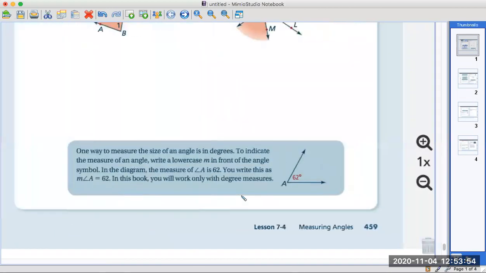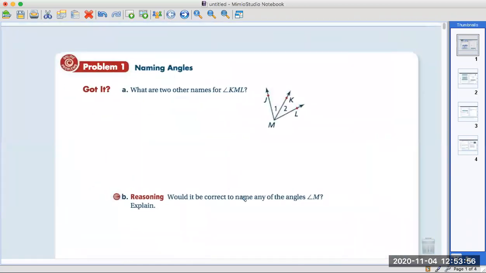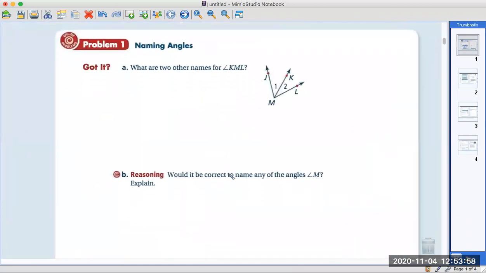Okay, page 459, we're on the top. We're practicing naming angles. Part of your lesson is on that, how to name them correctly, and that information is on the previous page. We just went over it. Yes, it does go fast. However, you are able to pause your video and rewind if it's too fast for you.